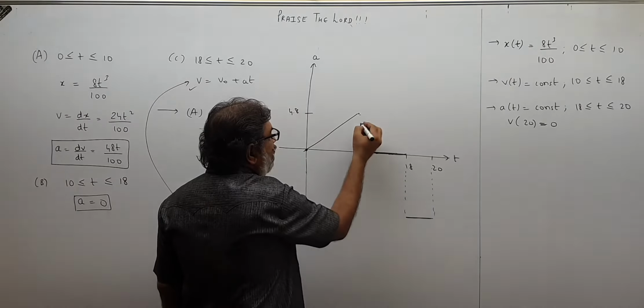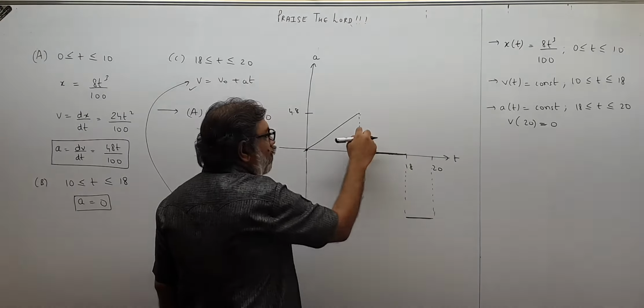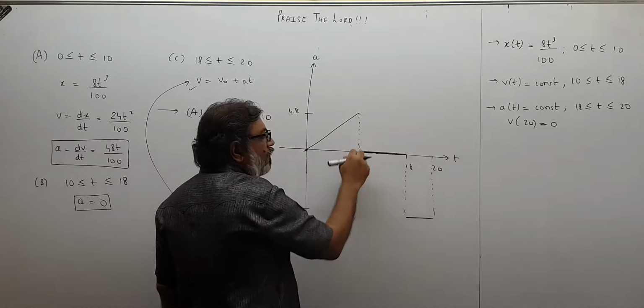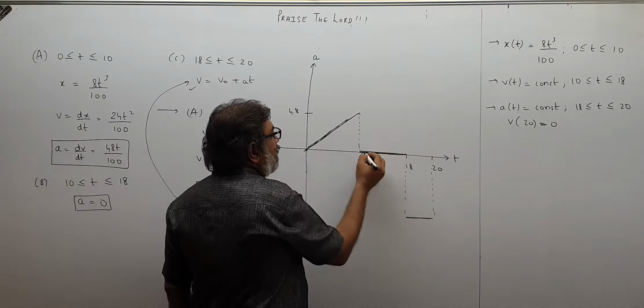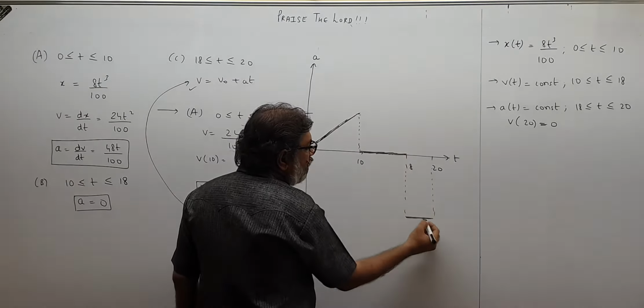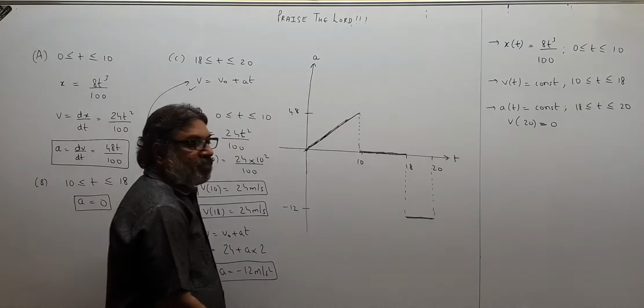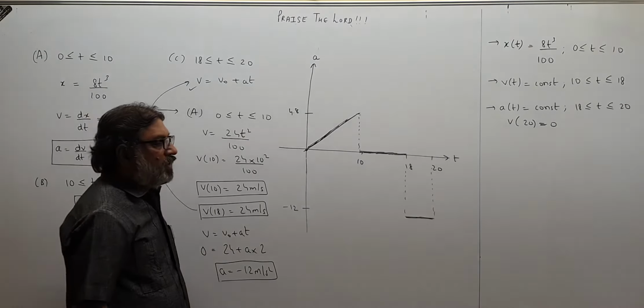These dots show that there is an abrupt change. Don't draw full line, dotted lines to show there is abrupt change. So this is the graph. This is the graph for 10 to 18 and this is the graph for 18 to 20. That is what we are saying.